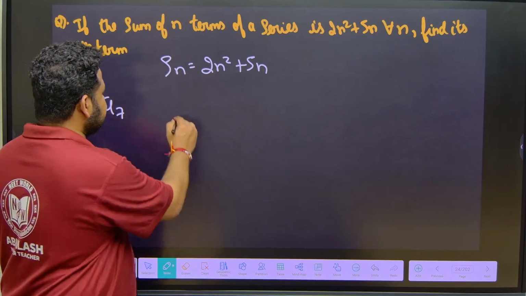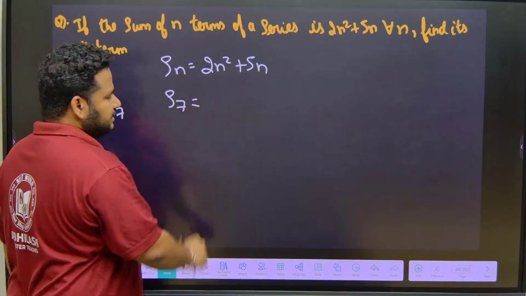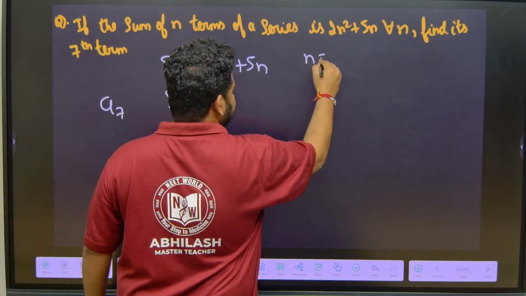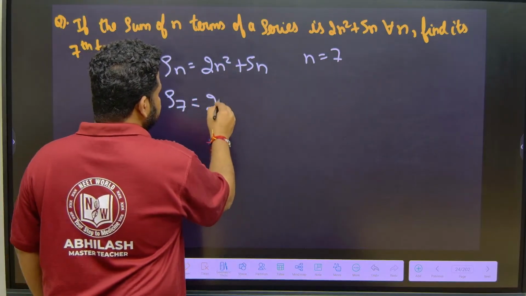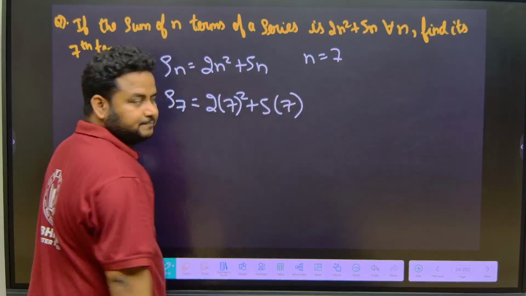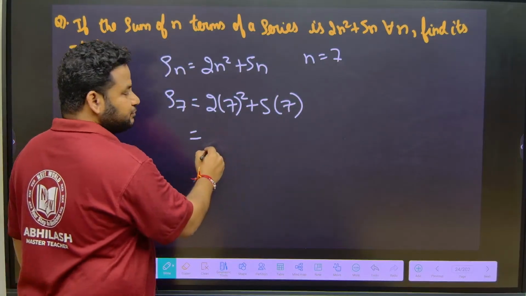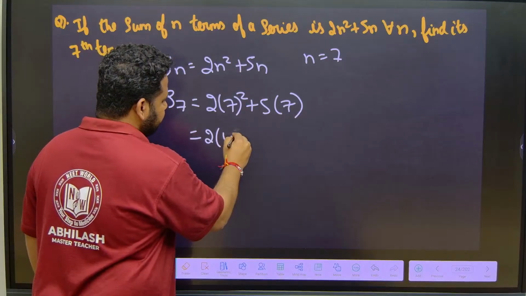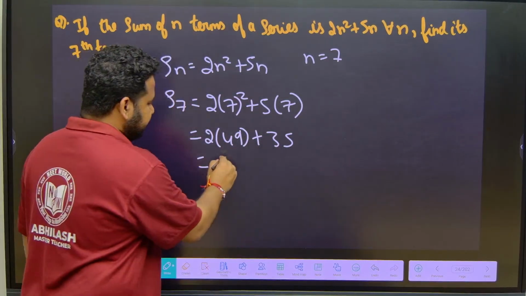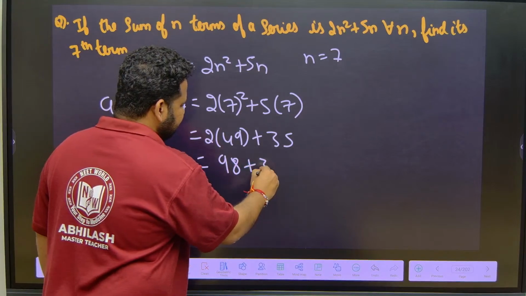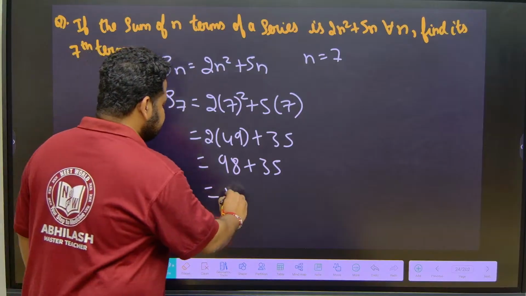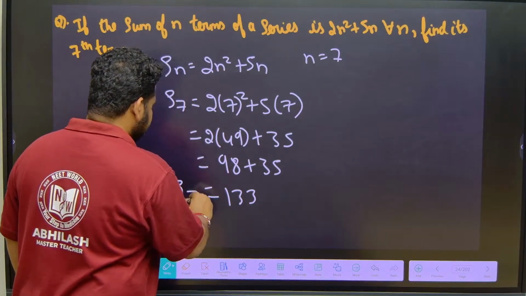That means first what can I find? I can find S7. How can I find S7? Wherever n is there, I will just put n is equal to 7. This becomes 2 into 7 square plus 5 into 7. 7 square is 49, 2 into 49 is 98, plus 5 into 7 is 35. 98 plus 35 is nothing but 133. So I got S7 is equal to 133.